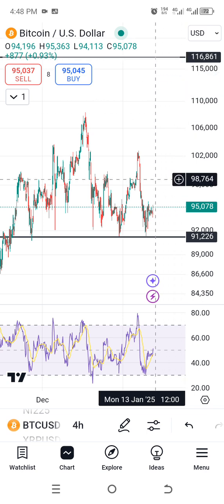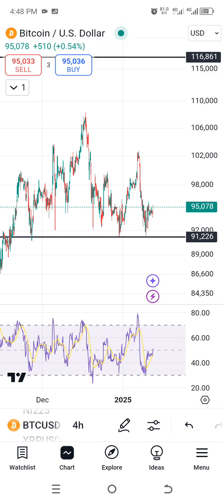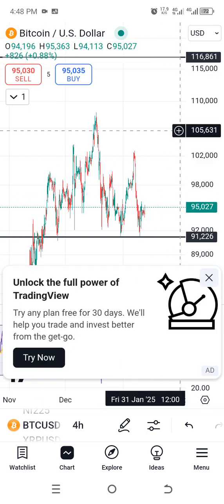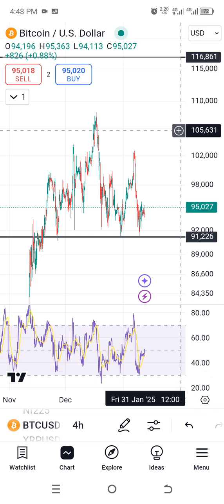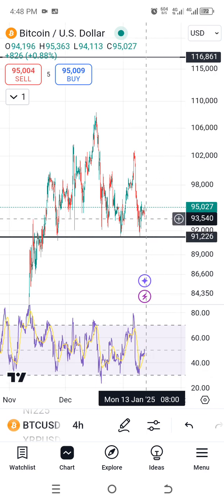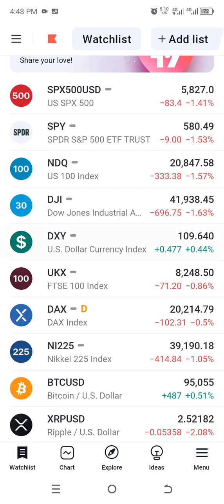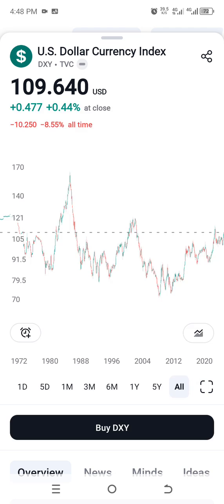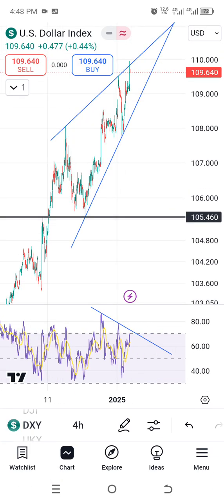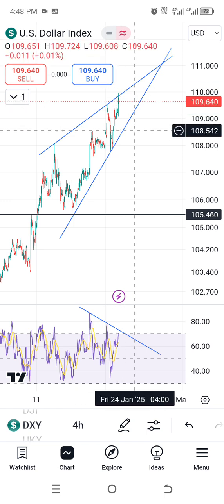Now Bitcoin is going higher while the dollar index is crashing. So there's a correlation between Bitcoin going higher and the dollar index going lower. This is showing us that Bitcoin is going higher. Just look at this chart here again. See, there's a big correlation. Bitcoin is going higher, the dollar is going lower.